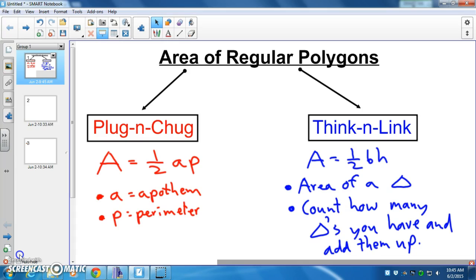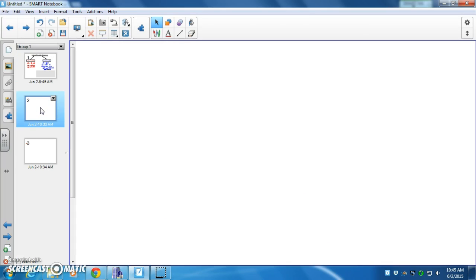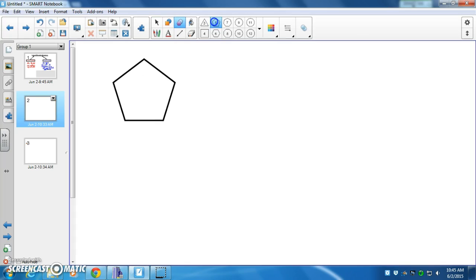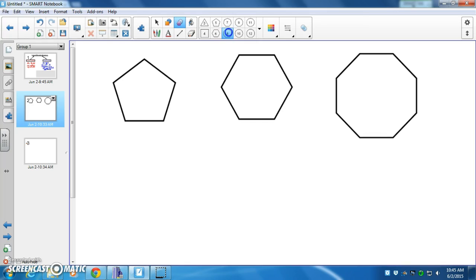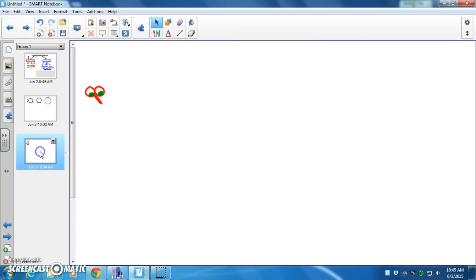So let's look at a couple regular polygons and discover those triangles. So you would have a regular pentagon, regular hexagon, regular octagon. It can be as many sides as you want. And the key to being regular is all the sides have to be the same and all of the angles have to be the same. That's what makes it a regular pentagon or regular hexagon or any other sided polygon. So we're going to take a look at one of those and explore it. So on the next slide, we're going to look at the hexagon and explore what I mean by finding the area of a triangle instead.